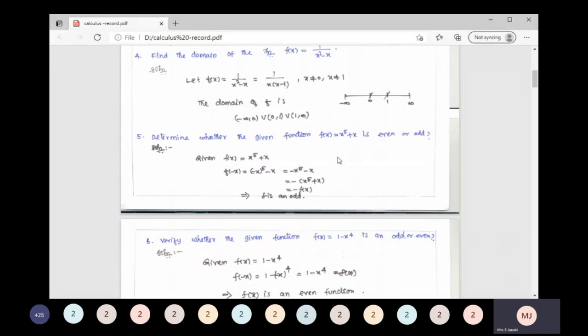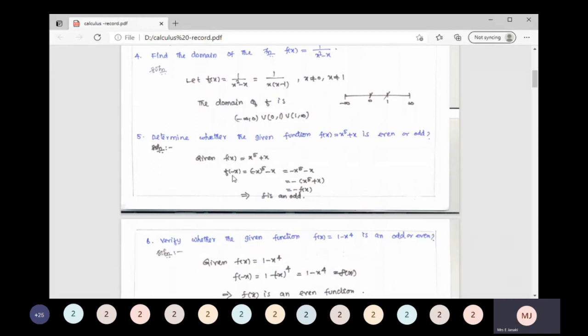Now we have to check whether the function is even or odd. When you say the function is even or odd, if you replace x by minus x in the given function and you get the same function, that is f of minus x equal to f of x, then we can say the function is an even function. If f of minus x is equal to minus f of x, then the function is said to be an odd function. Right? See here, f of x is equal to x to the power of 5 plus x.